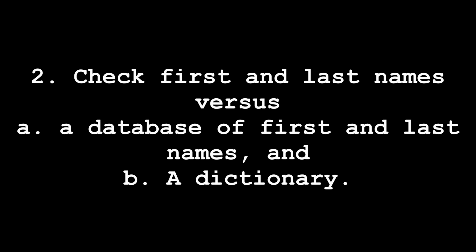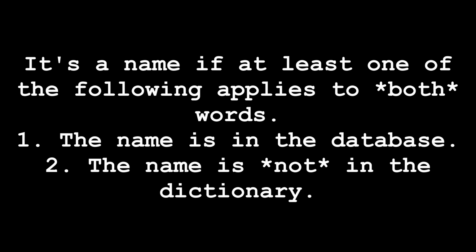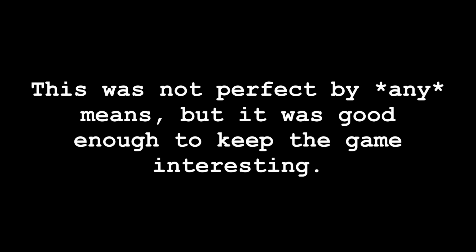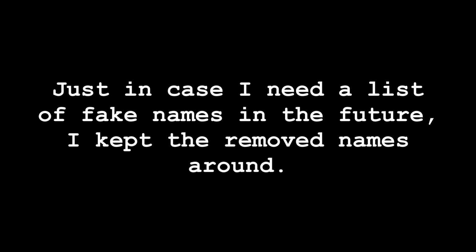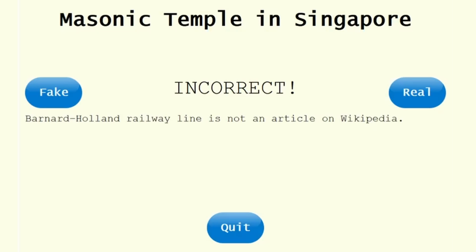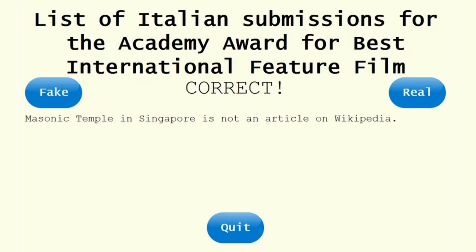Step 2. Check both words against a database of first names and surnames, and also check them against an English dictionary. If both words either are in the database or aren't in the dictionary, consider it a name, and scrap it. This ended up getting rid of most of the names, which I decided to keep in a separate file for safekeeping, in case I ever want to make another game that includes large numbers of AI-generated names, that or I just need names to use in my D&D campaign. But these weren't all the names. It just filtered out a good number of them, and I decided to leave it there.